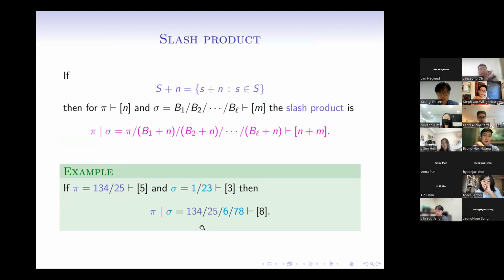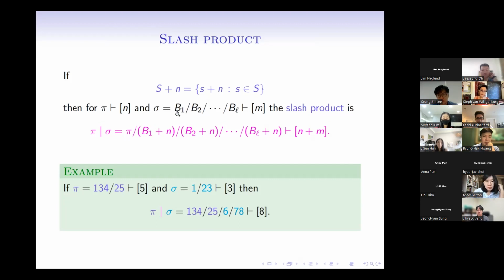And now I'm going to ramp it up a little. If I have a set of integers S, then we say that S plus n is: I'm going to take all of the elements of my set S and just add n to them. And so with this in mind, for any set partition pi and another set partition sigma, their slash product pi slash sigma is simply going to be, well, the first thing I'm going to do is write down pi as it is.